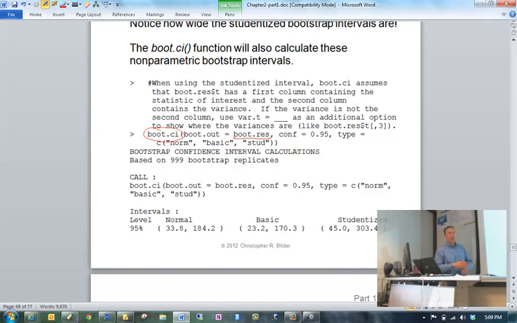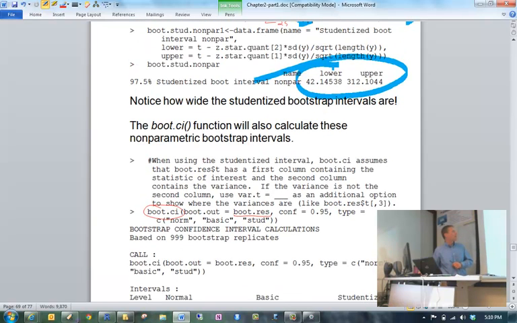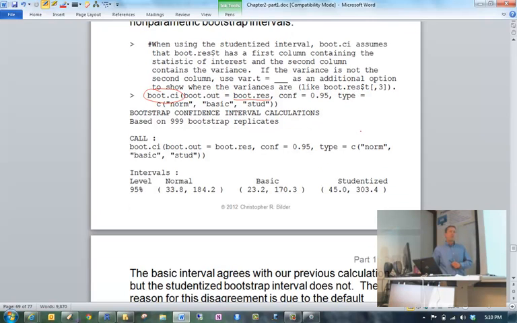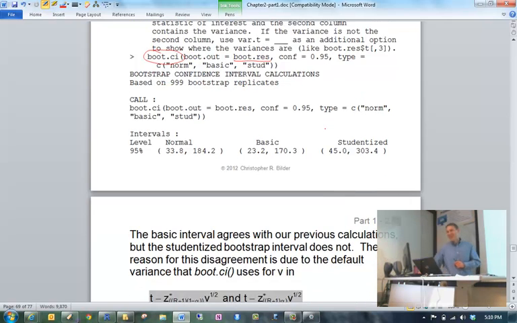23.2 to 170.3, which matches what we had with the basic. Studentized, 45 to 303.4. It doesn't match. Okay. So I missed this when I took the course as a student, that this didn't match. Then when I was first teaching it, I was like, wait a second, what's going on here? And so many hours later, I figured it out.